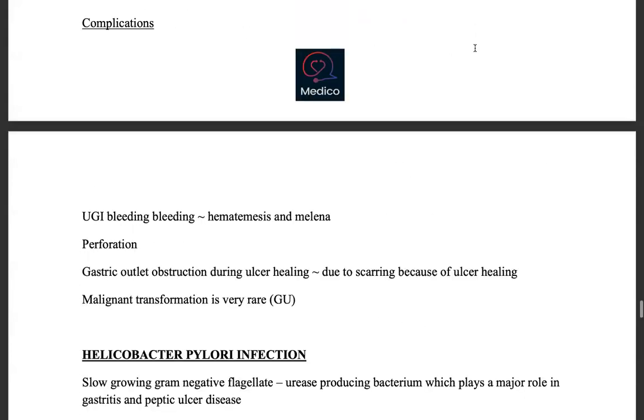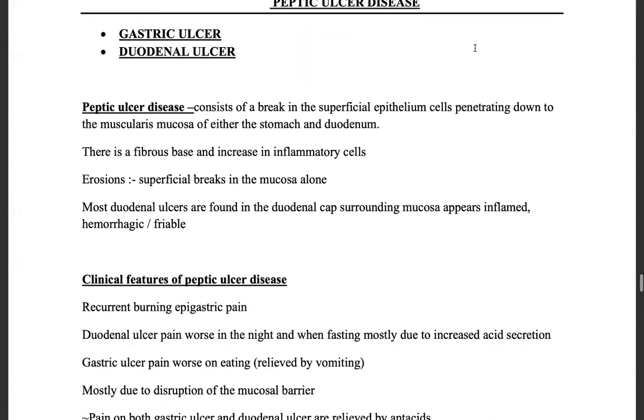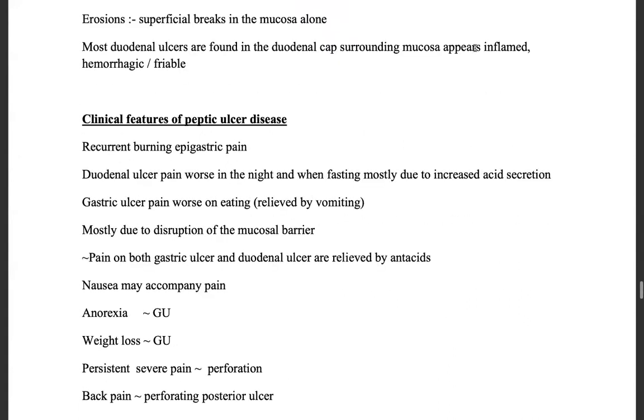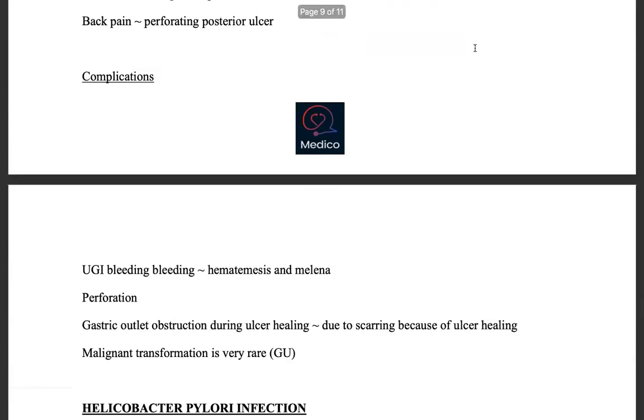And remember the main clinical features of peptic ulcer disease as well. I don't think that will be difficult because these are very common symptoms people are having nowadays. And the complications of peptic ulcer disease include upper GI bleeding, perforation, and gastric outlet obstruction, and in rare cases, malignant transformation.